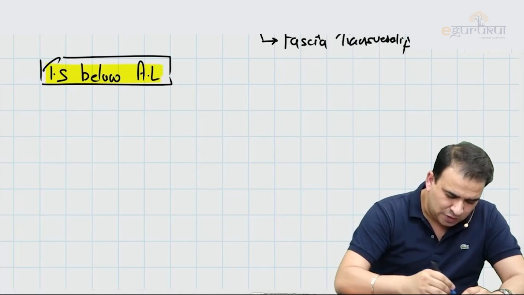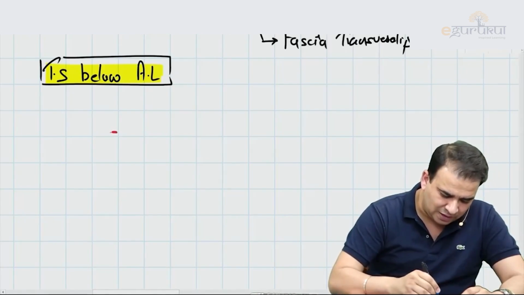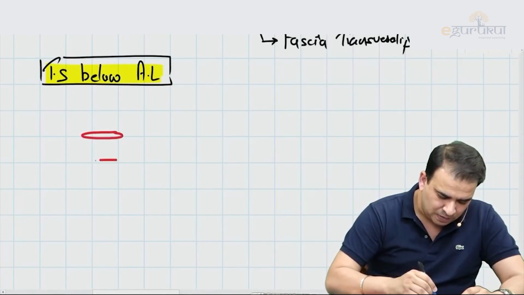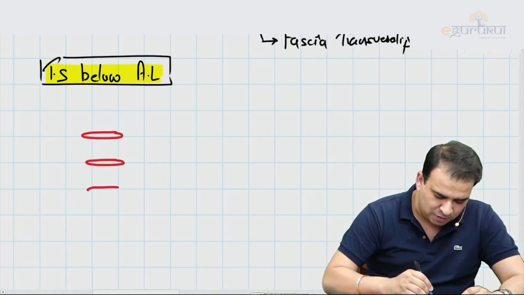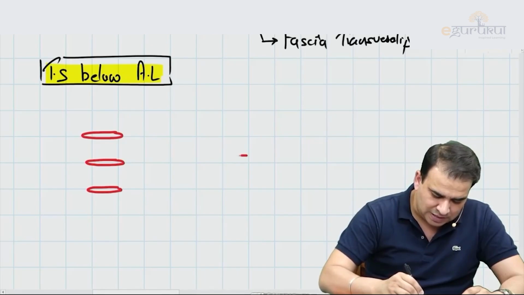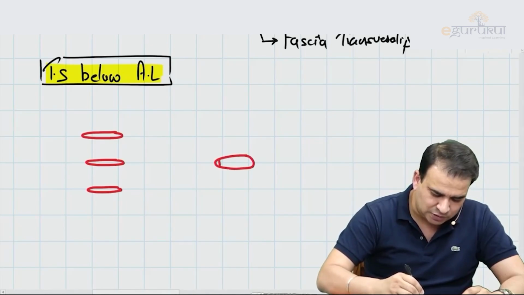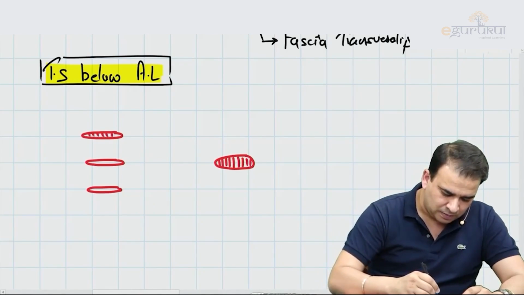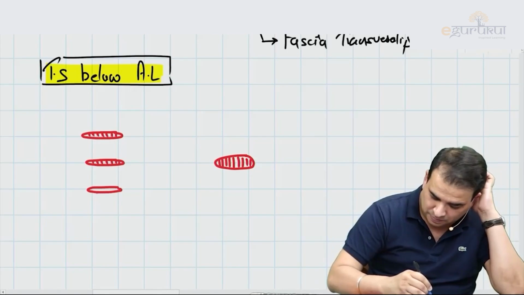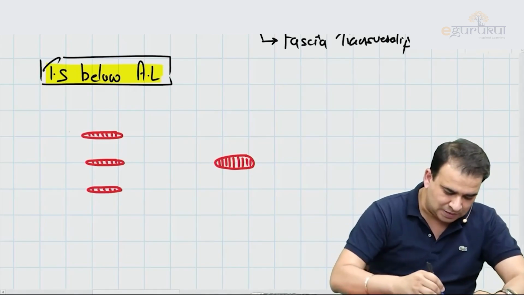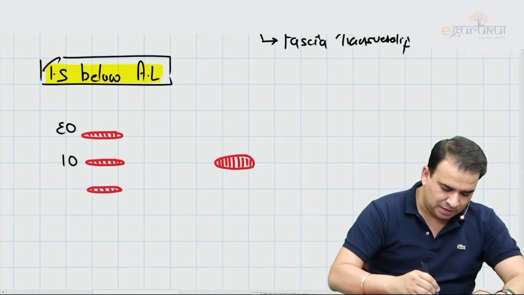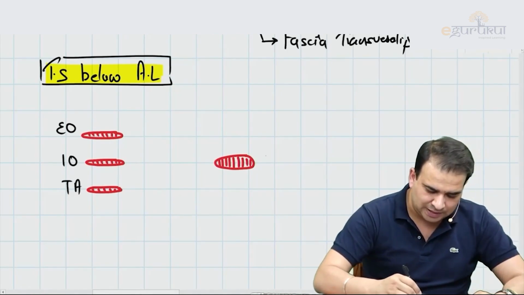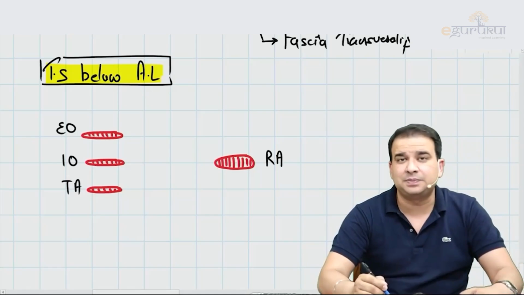Once again, the muscles that you will appreciate on the side will be the same. We have external oblique, internal oblique, and transverse abdominis muscle. Here in the middle, that is the rectus abdominis muscle. So the arrangement is the same. That is the external oblique muscle, the internal oblique, the transverse abdominis, and there we have this rectus abdominis.